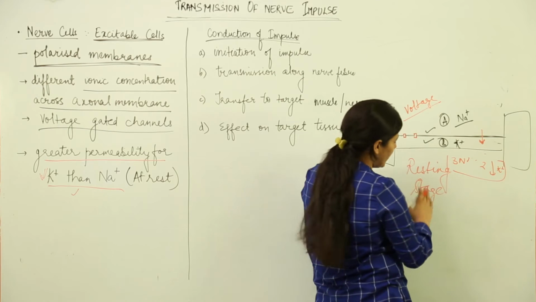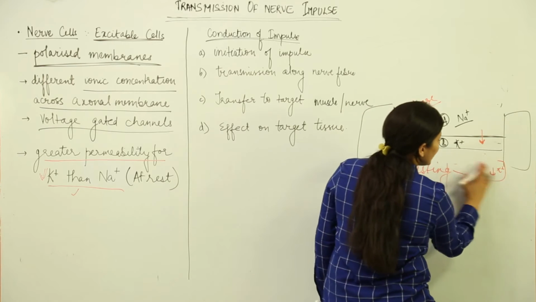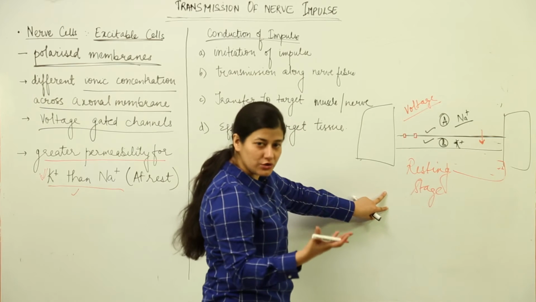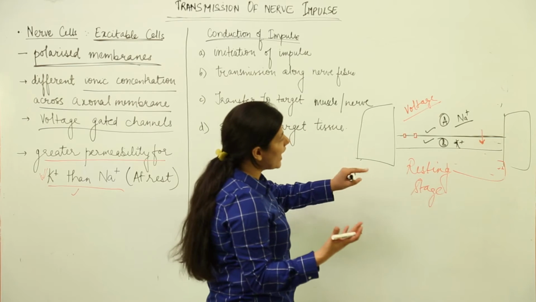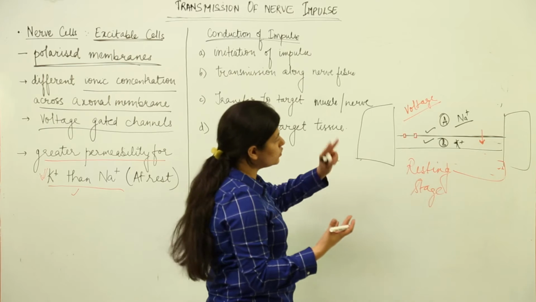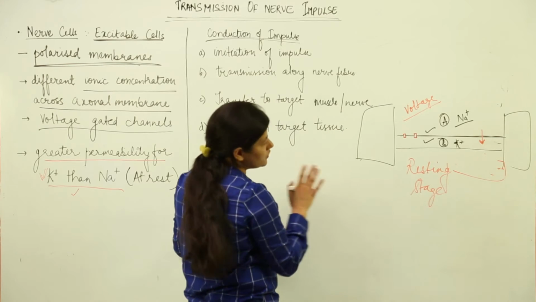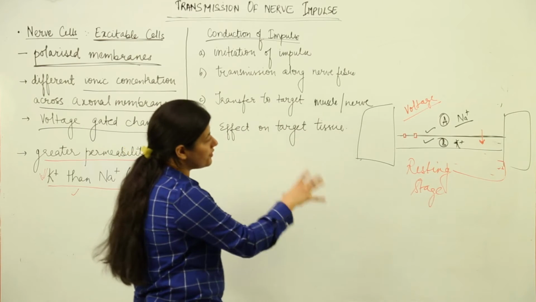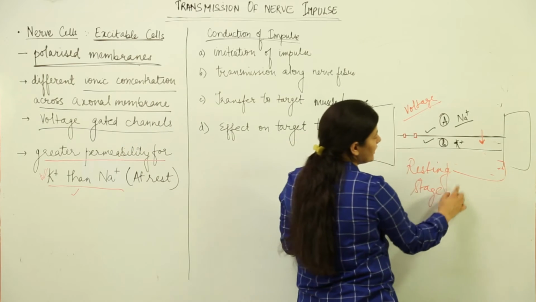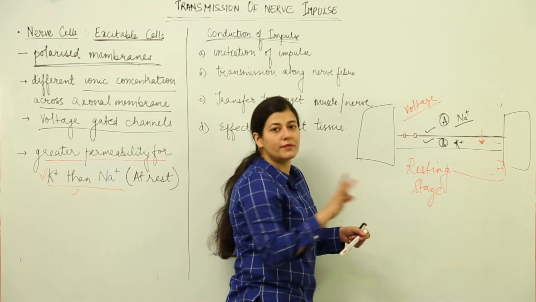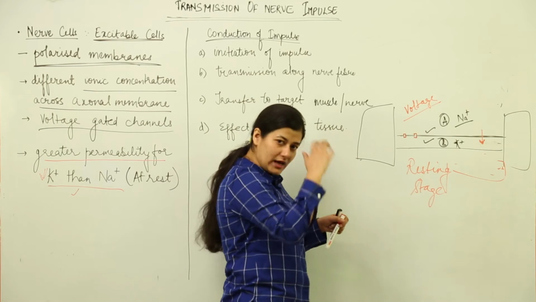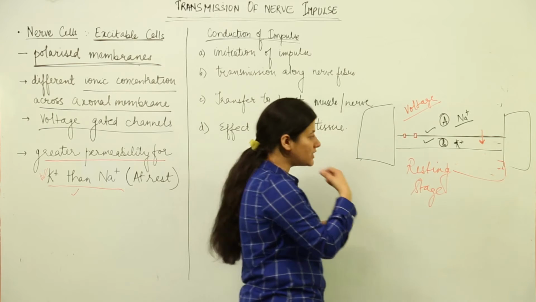This gets altered when the resting stage changes and it comes to the excitation stage. Then, due to the voltage gated channel, sodium permeability changes. We are going to come to that later on, but for now concentrate more on the resting stage: in the resting stage the membrane itself is more permeable to potassium and it is not permeable to sodium. So the potassium comes inside and the sodium remains outside.